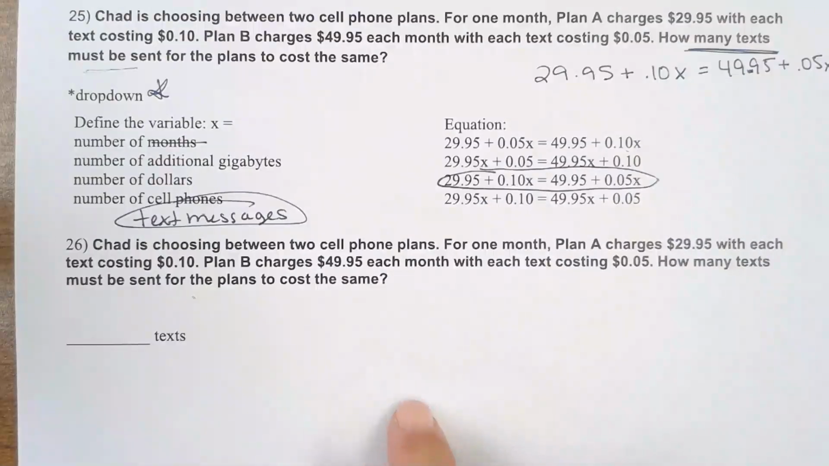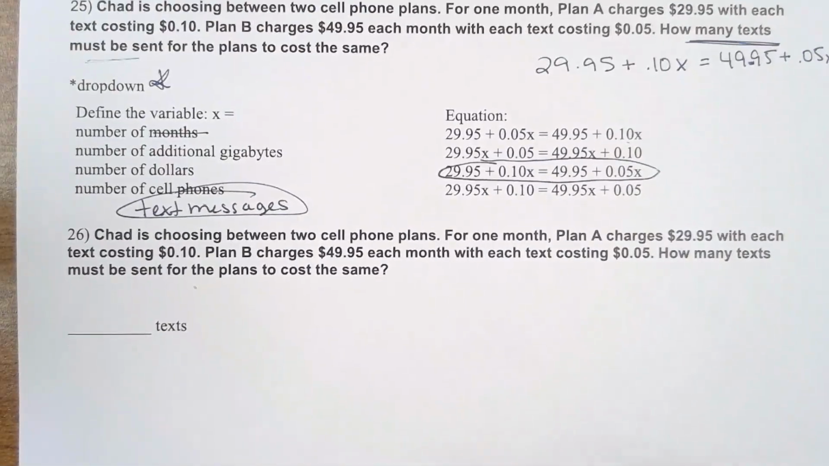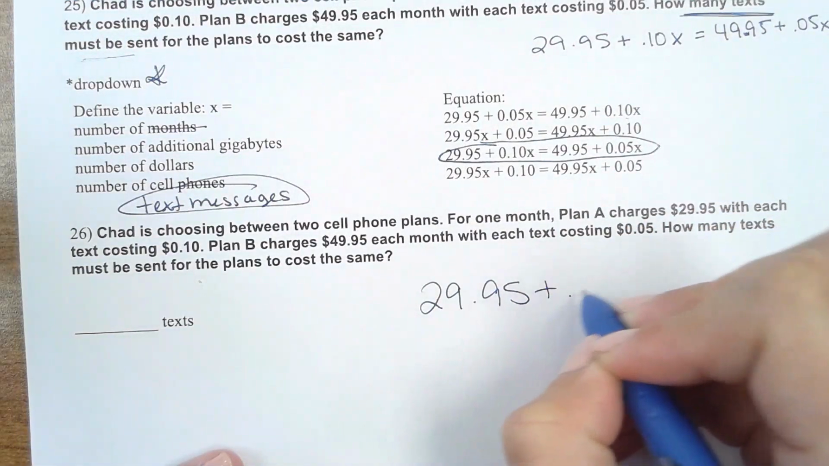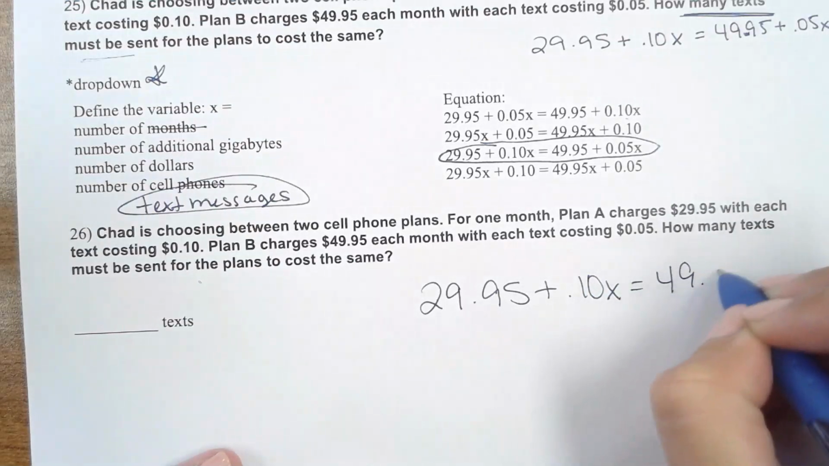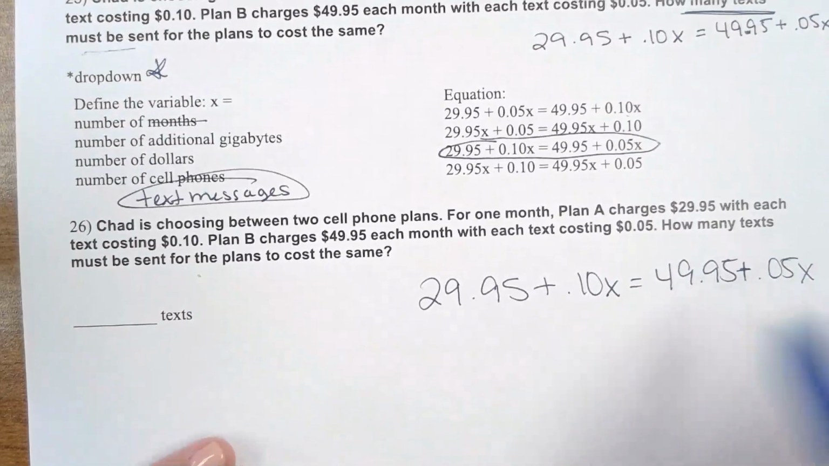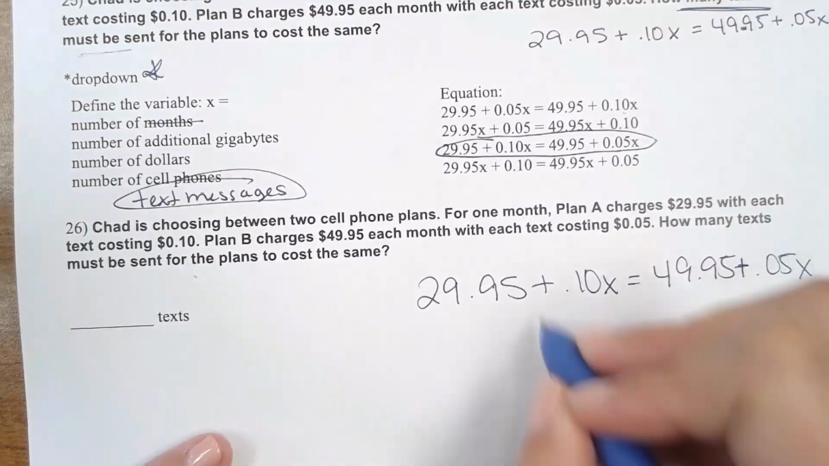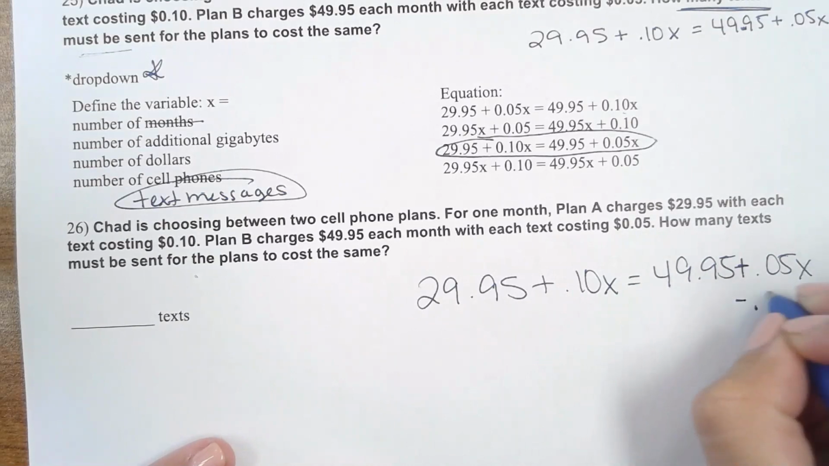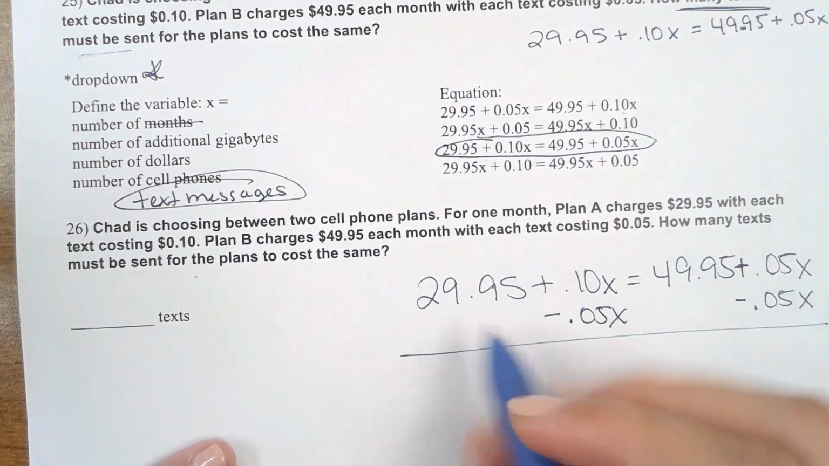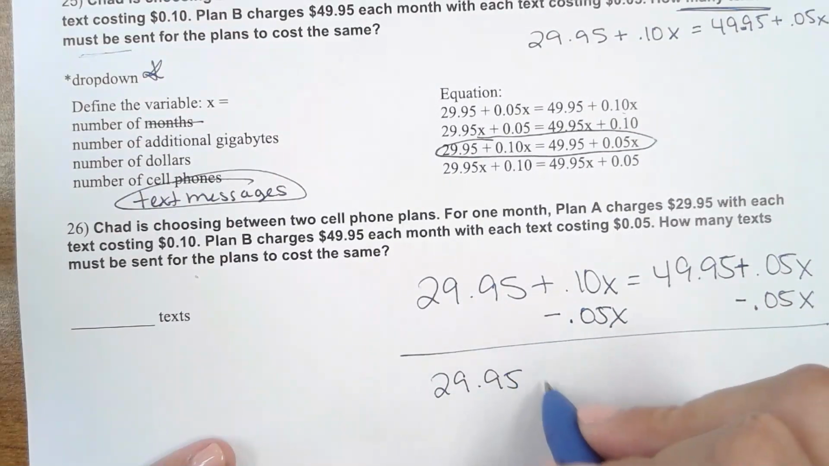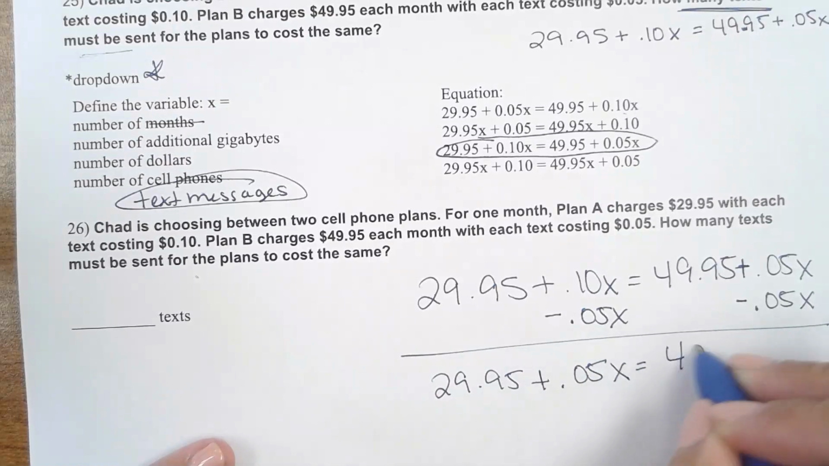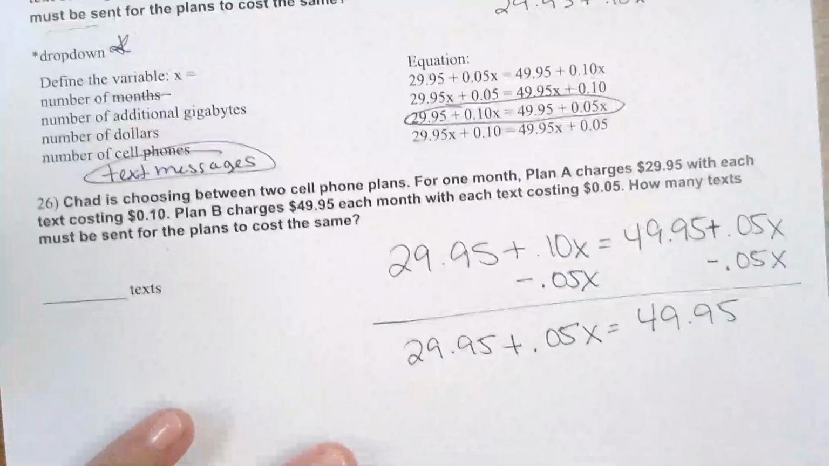All right, so our last part is to just solve it like normal. So I'm going to start with my equation that we had up above. And then our first step is to get all x's on one side. So I'm going to move this 0.05x over here with the 0.10x. So opposite of adding it is subtracting it. We're going to be left with this $29.95, and then 10 cents minus 5 cents is a 5 cents x. And all of that equals $49.95.